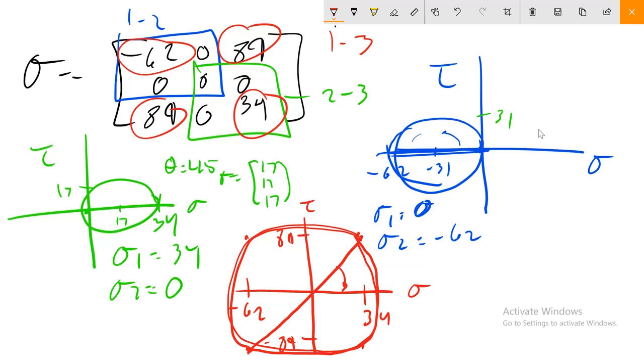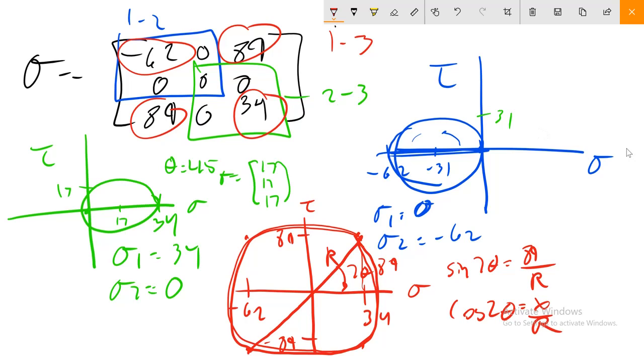I need to rotate clockwise by 2 theta. I know that this distance here is 89. So I can solve now. This is going to be my radius, and I know that distance is 89. So I could solve that sine of 2 theta is equal to opposite, 89, over my radius here. I could similarly solve that cosine of 2 theta is equal to some x value over r. So let's solve that math by hand.